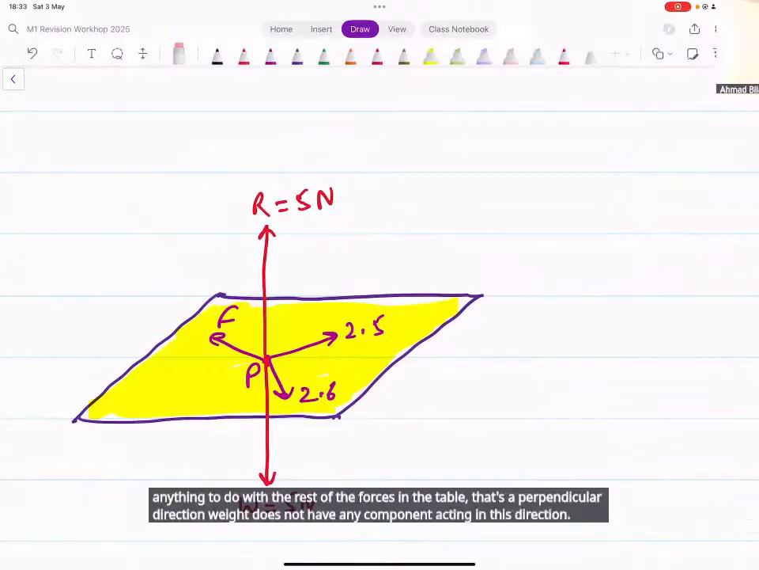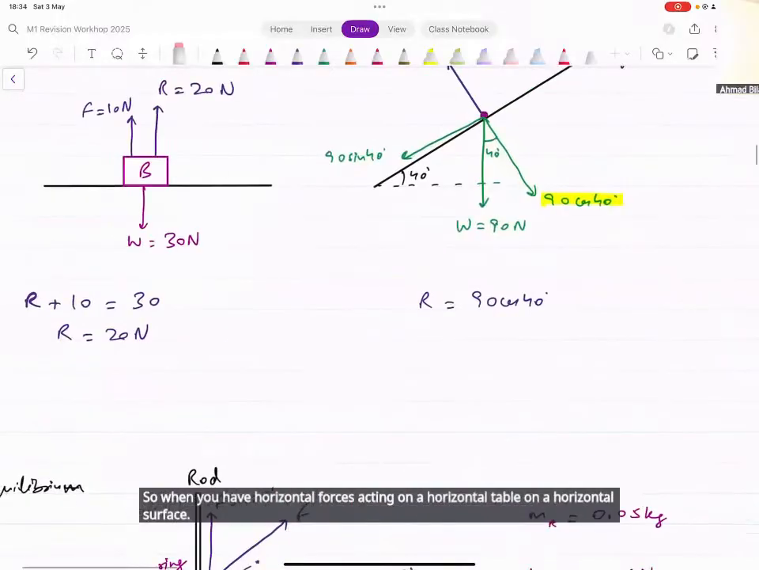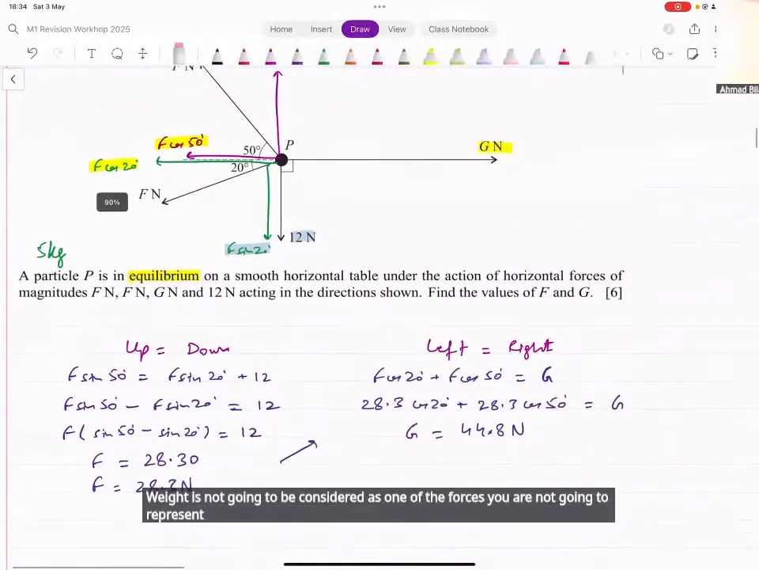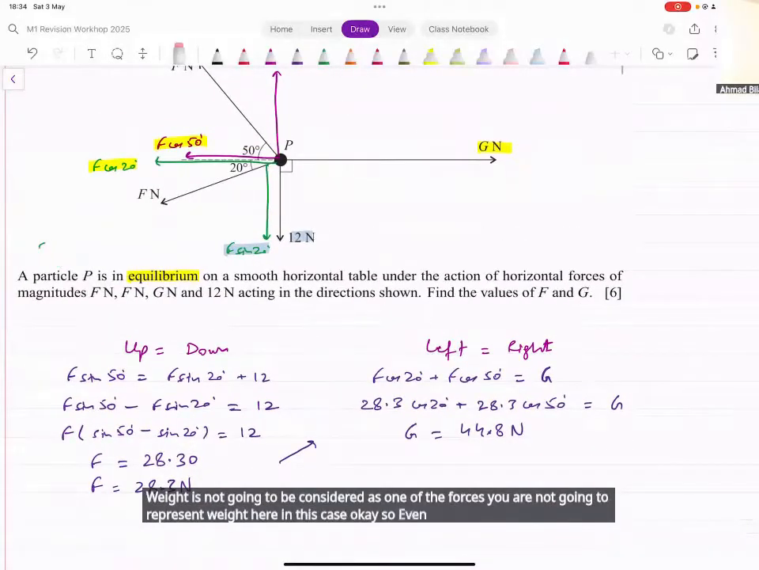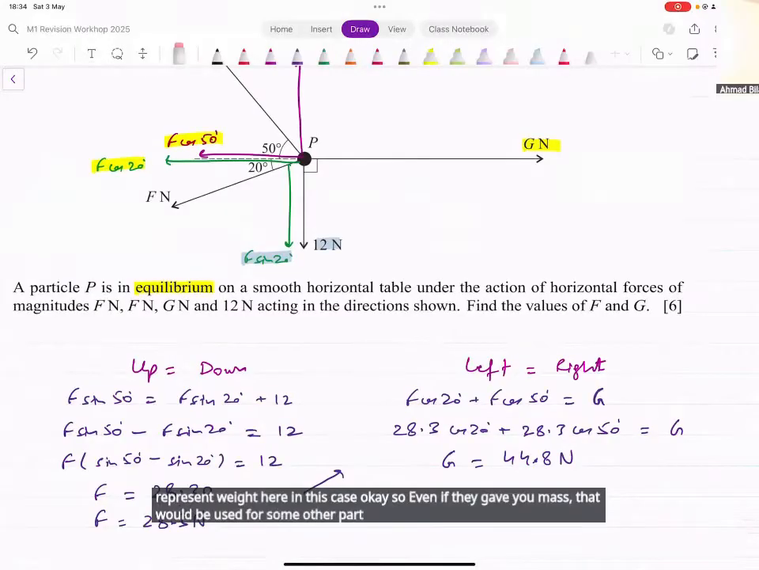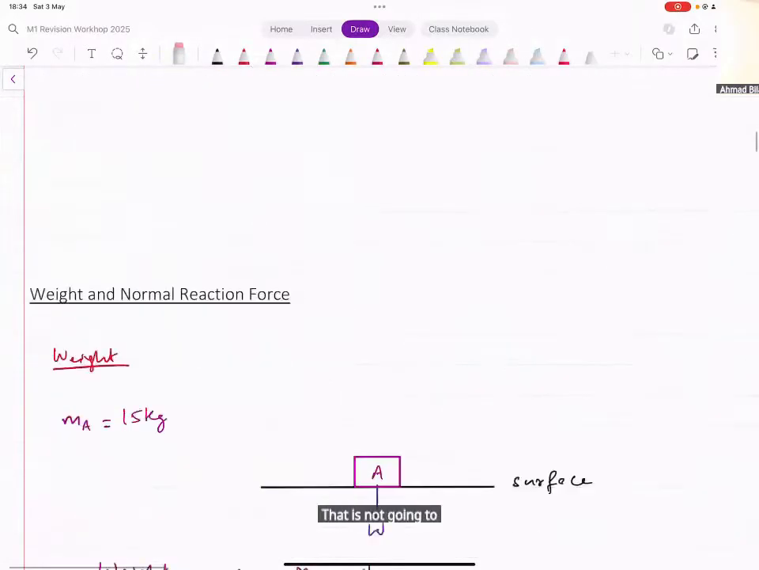So when you have horizontal forces acting on a horizontal table, on a horizontal surface, weight is not going to be considered as one of the forces. You are not going to represent weight here in this case. Okay, so even if they gave you mass, that would be used for some other part. Maybe they want you to find acceleration in the next part, but do not add that as a force here. That is not going to be relevant here.